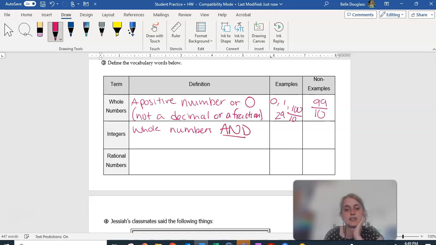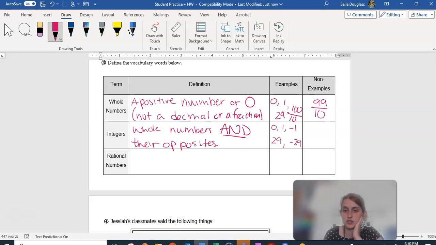Integers are whole numbers and their opposites. Let's see. 0 is an integer. The opposite of 0 is still an integer, 0. 1 is an integer. It's also a whole number. You could also say negative 1. That's not a whole number. It's just an integer. 29, that's an integer. Negative 29, also an integer.